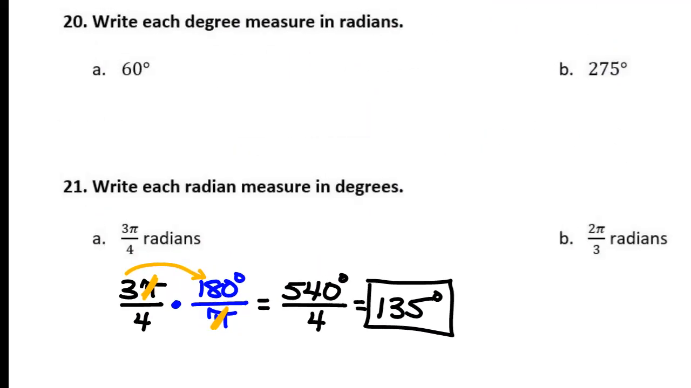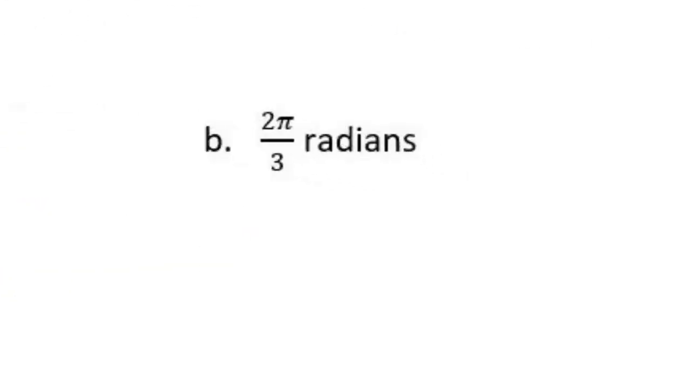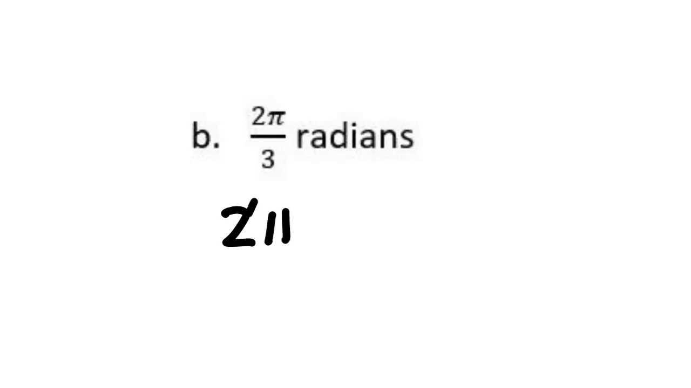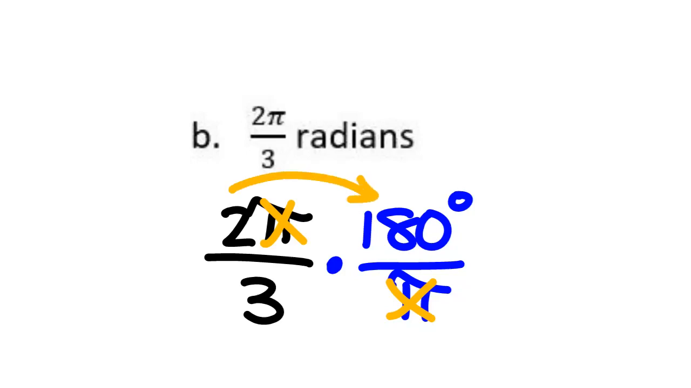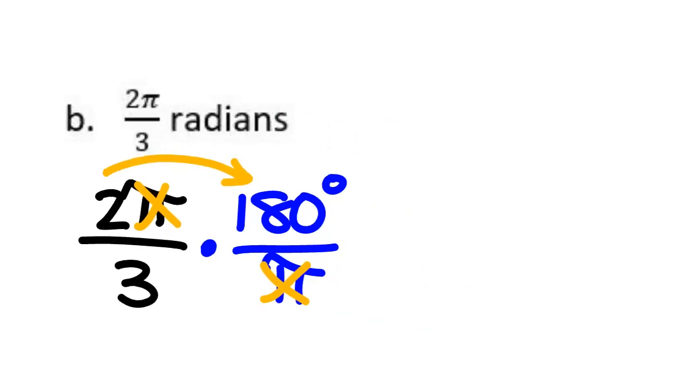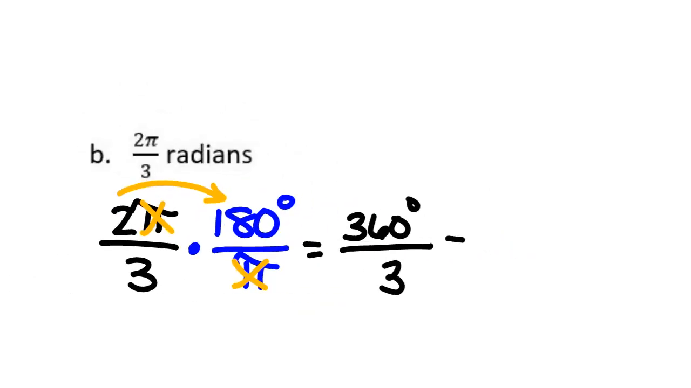20 as well? 22, yes. Do you guys want me to do part B on this one? Yeah. Okay, let's do part B and then I'll go do 22. 2 pi over 3 times 180 over pi. My pi's cancel out. 2 multiplies to the 180. What is 2 times 180? 360. So I have 360 degrees in my numerator and a 3 in my denominator. What is 360 divided by 3? So 120 degrees.